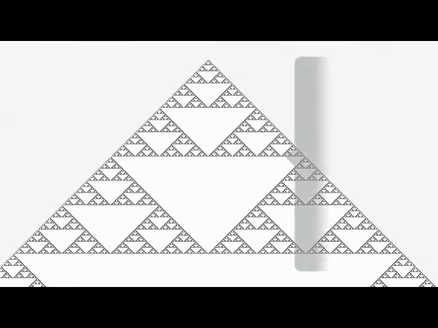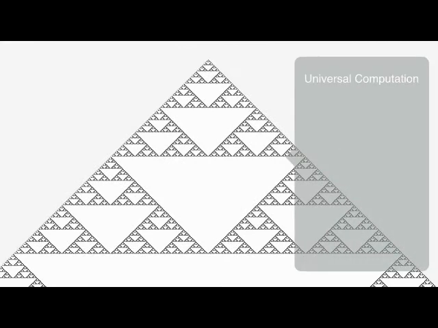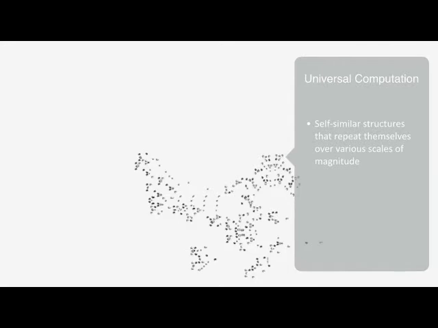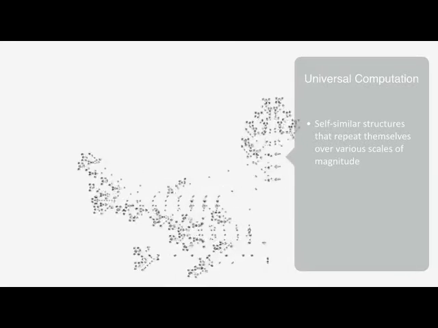Since the advent of the game of life, new, similar cellular automata have been developed that can do all sorts of things, such as create fractal patterns, that is, self-similar structures that repeat themselves over various scales of magnitude. Other games create patterns that can reproduce themselves. We might ask, is there anything that these automata can't do?